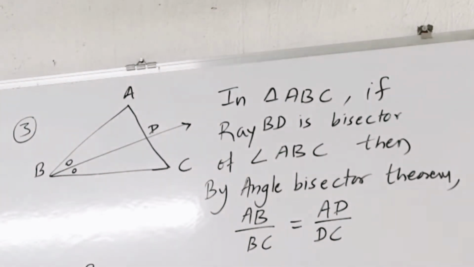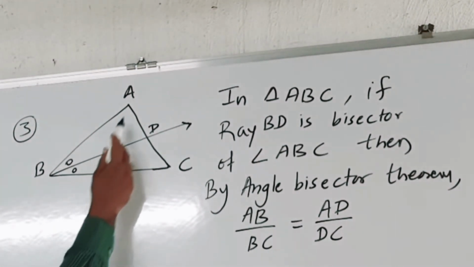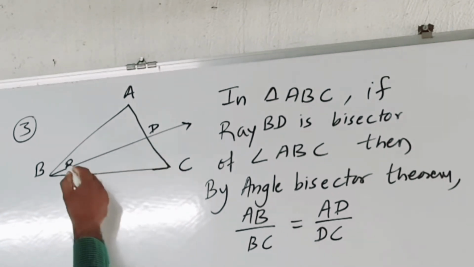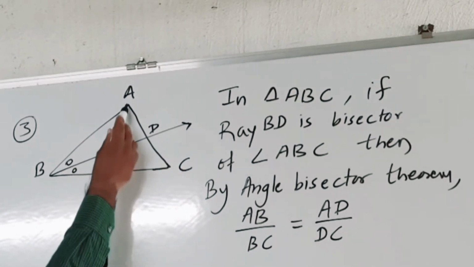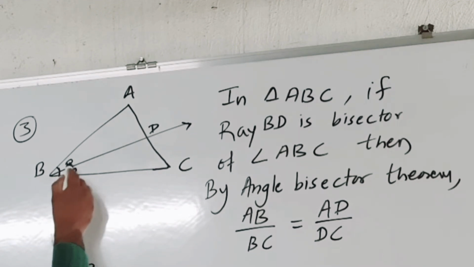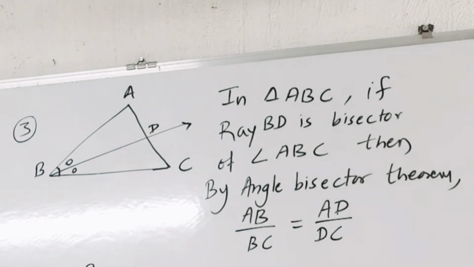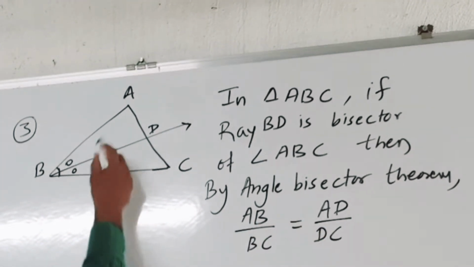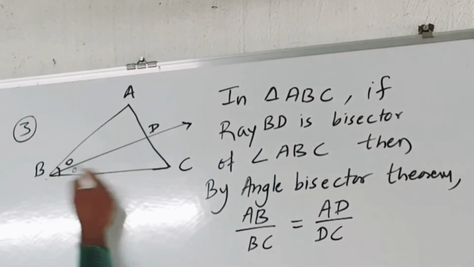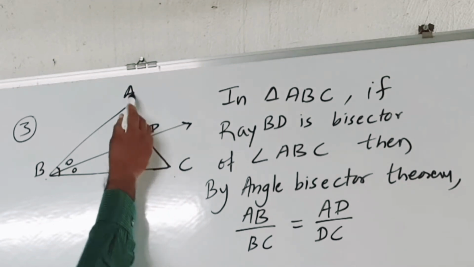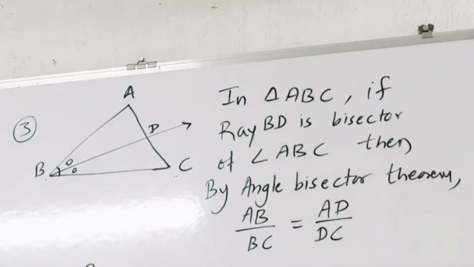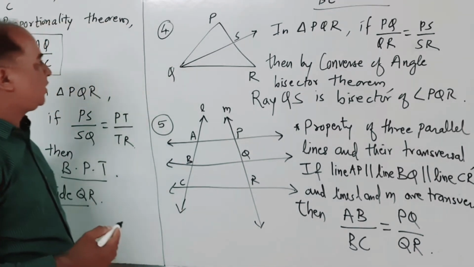Third, in triangle ABC, if ray BD is the bisector of angle ABC, then by the angle bisector theorem, AB upon BC is equal to AD upon DC.